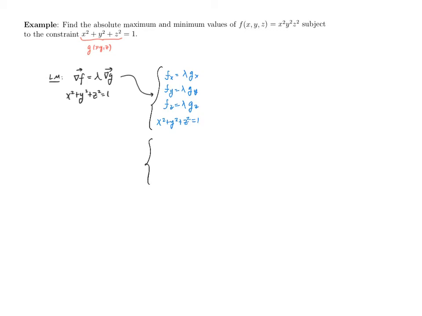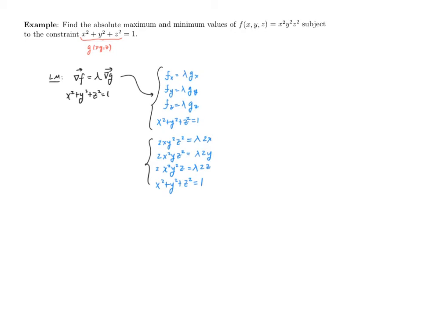So we have the partial f sub x, 2x y squared z squared, equals lambda times 2x. And then we have 2x squared y z squared is lambda 2y. And then partials with respect to z, 2x squared y squared z is equal to lambda 2z. And our constraint, x squared plus y squared plus z squared, is 1.